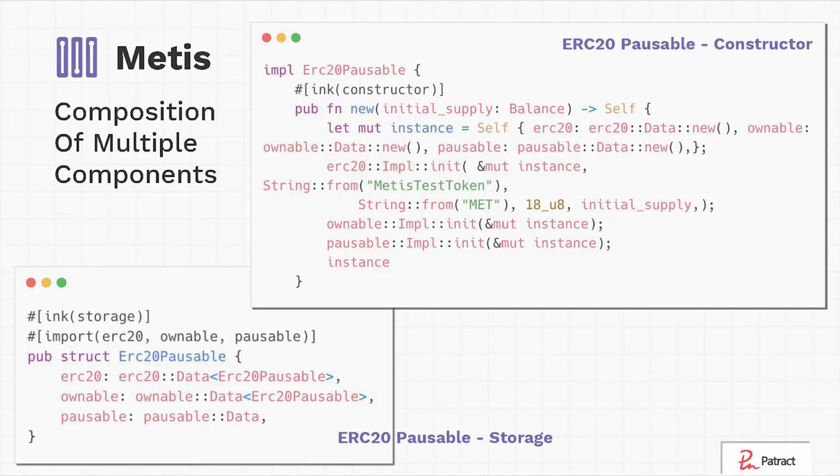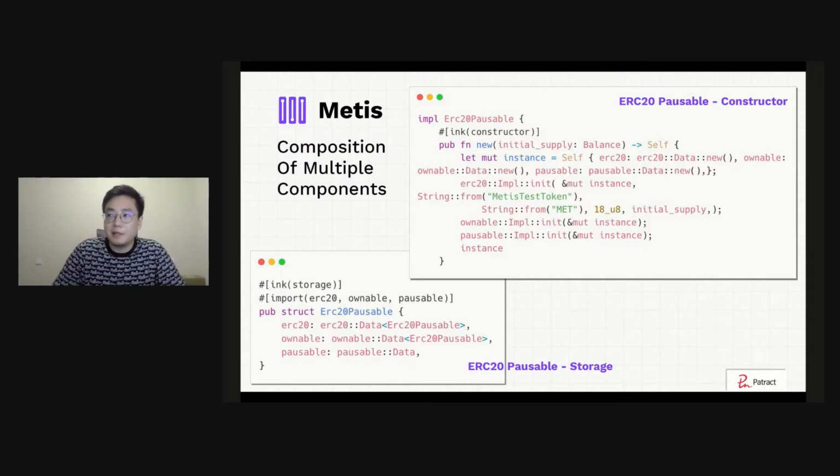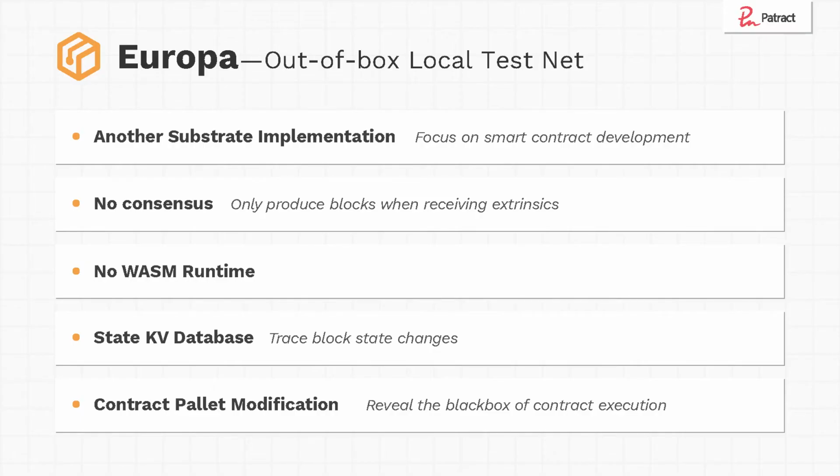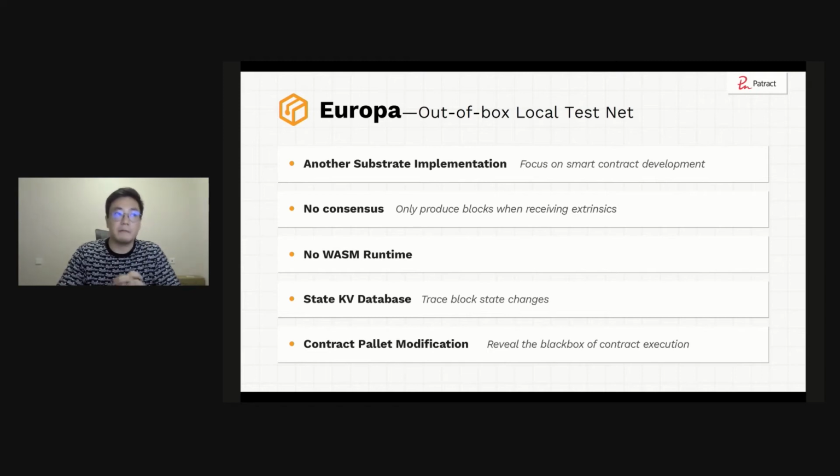This slide shows you the composition of multiple components. Remember, with Metis, you can always combine different components together to create a very complex contract. This is an example of a possible ERC20 contract. This is basically the initiation of this contract. We will cover this in the workshop in detail. Europa is the out-of-the-box local testnet. It is another implementation of a Substrate blockchain, but with a special focus on smart contract development.